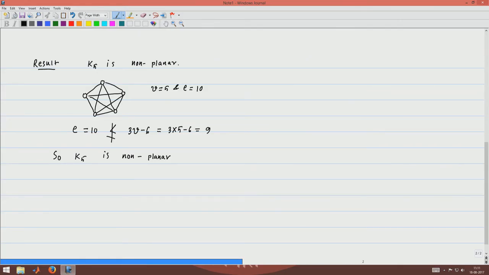Okay. Now, the other result, or say we are trying to prove whether K33 is non-planar, whether that can be proved using this lemma. So, we consider the graph K33, and this is the complete bipartite graph, 3 vertices.